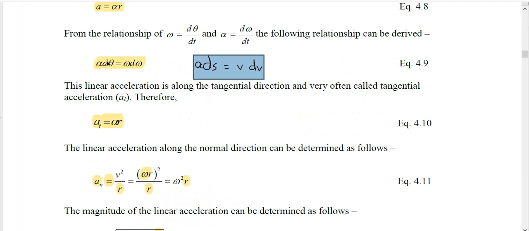Similar for angular, we write alpha d theta equals omega d omega. Alpha means the angular acceleration, d theta means angular displacement, equals angular velocity times differential angular velocity. Similar to this equation, this is for linear, this is for angular. So this equation is to note.